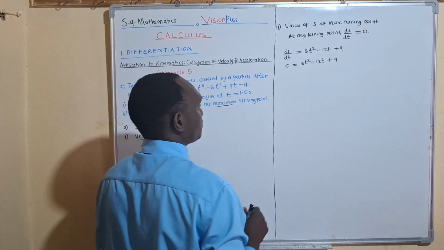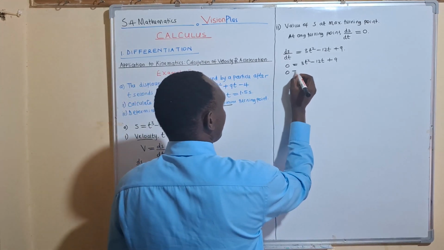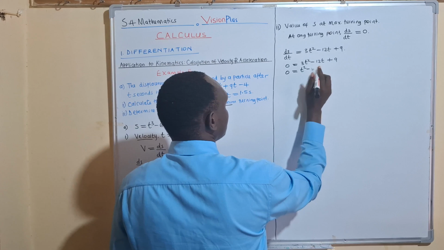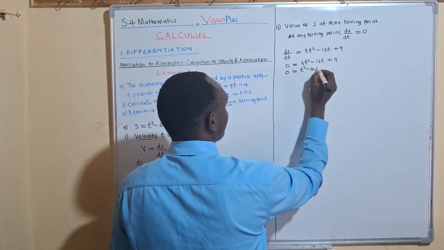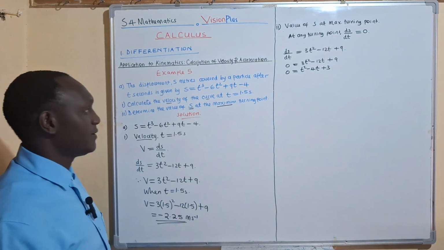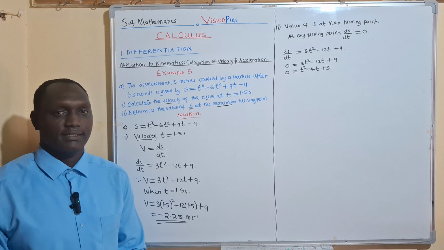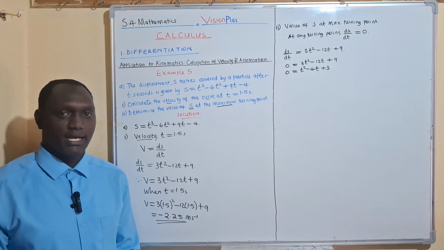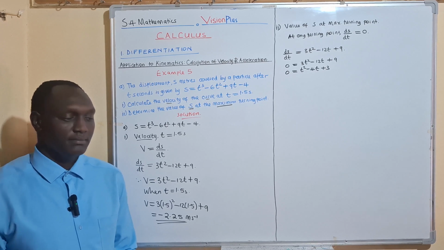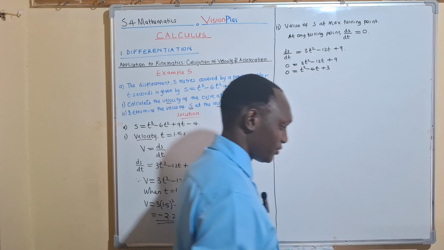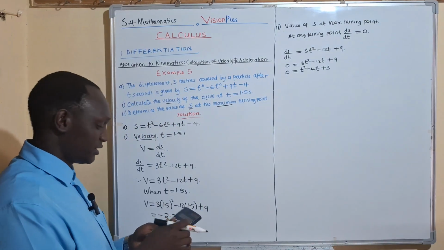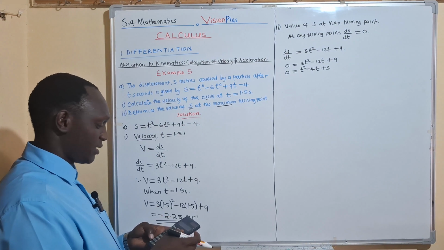This is a quadratic equation. Let me simplify by dividing through by 3. And then you solve it by any method: factorization, formula, completing squares, even plotting graphs. But don't waste your time plotting graphs. Or you can even use a calculator. I'm going to use a calculator to save our time.